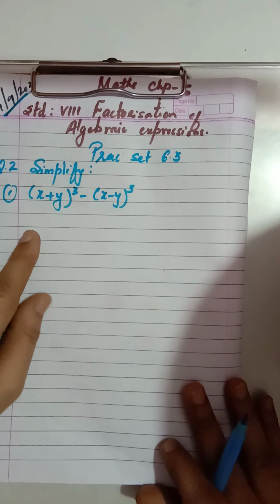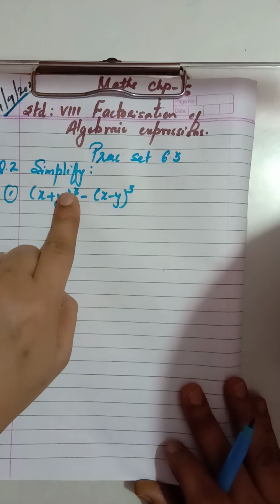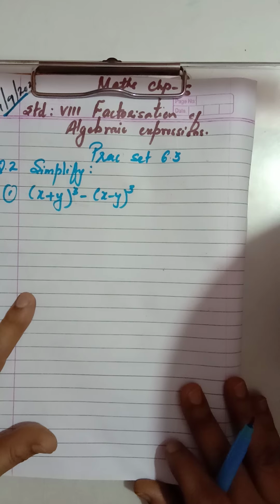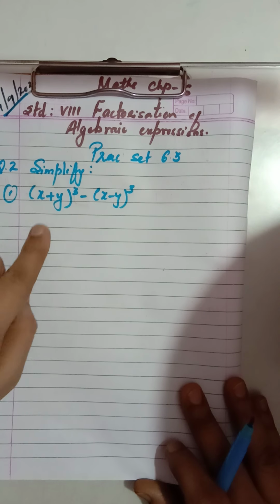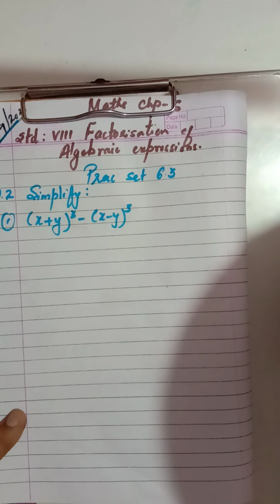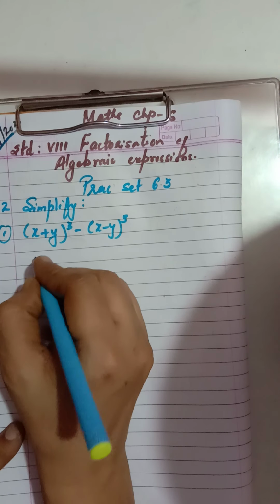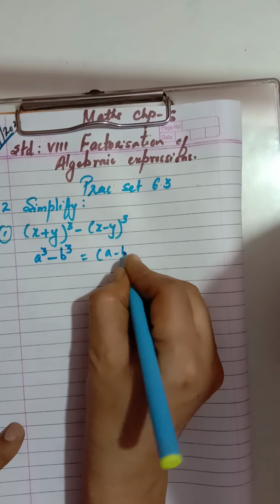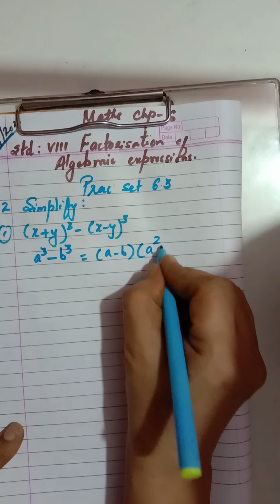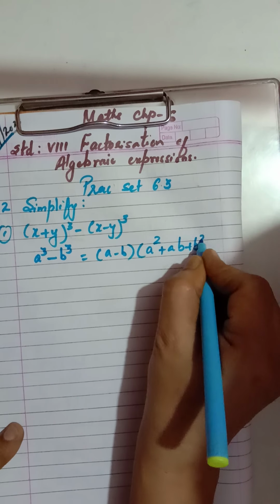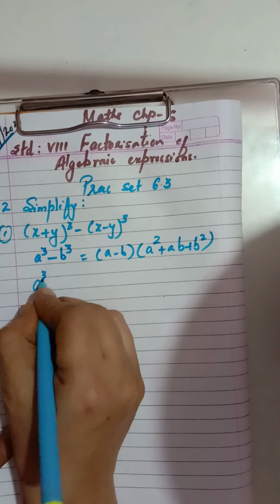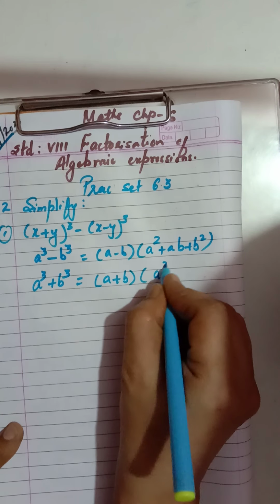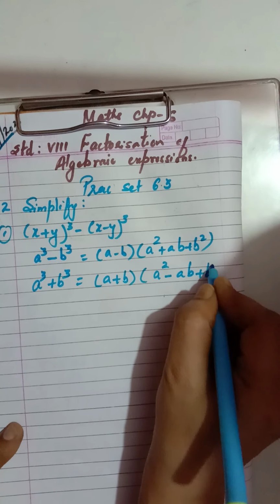The first method is to expand (a + b) whole cube and (a - b) whole cube and then subtract. But the easiest way is using the formula a cube minus b cube. Let us write the formula for revision: a cube minus b cube is equal to (a - b)(a square plus ab plus b square). And a cube plus b cube is (a + b)(a square minus ab plus b square).